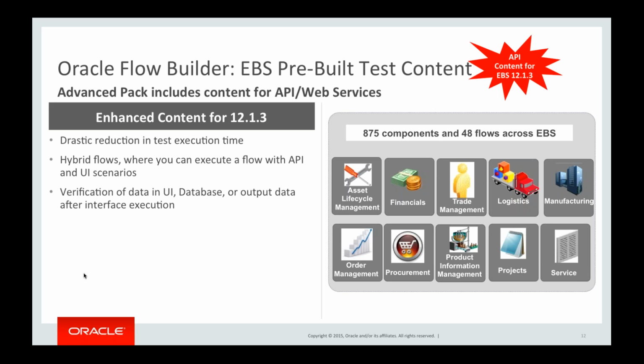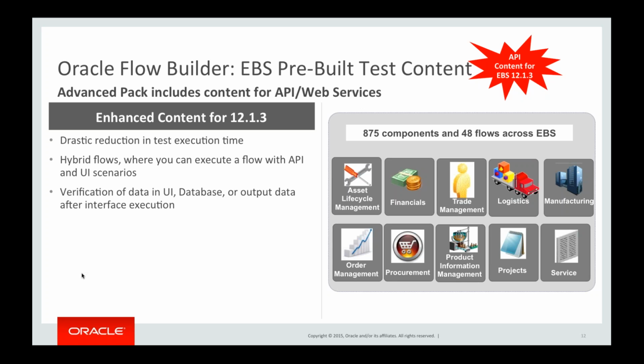So we have 875 components to support your APIs, web services, and open interfaces, and also 48 flows. And to give you an example, I think it's great. And by the way, now it also supports 12.1 and 12.2. So you see over here on the screen, it says 12.1.3. It actually supports both 12.1 and 12.1.3 and 12.2.